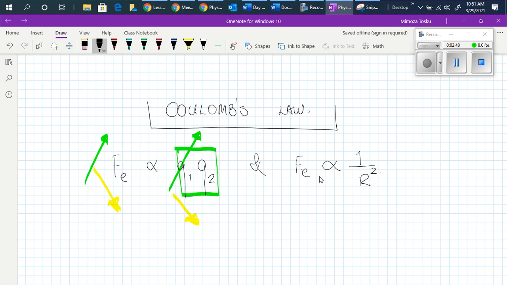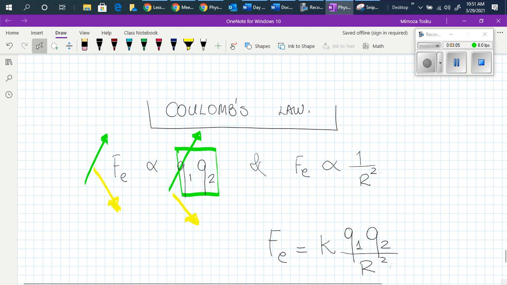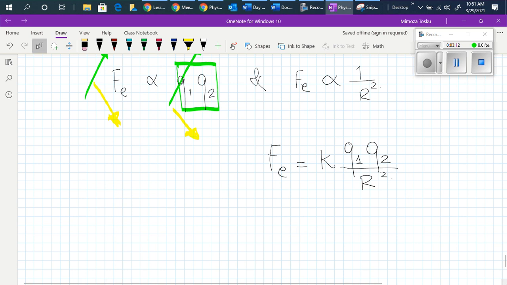When you put those two together, the electrostatic force is equal to K Q1 Q2 over R squared, where K is known as Coulomb's constant, and it is in your formula sheet. It is 8.99 times 10 to the power of 9. The units are newton meter squared per coulomb squared.